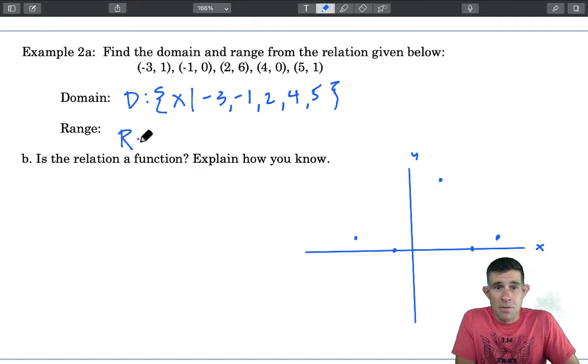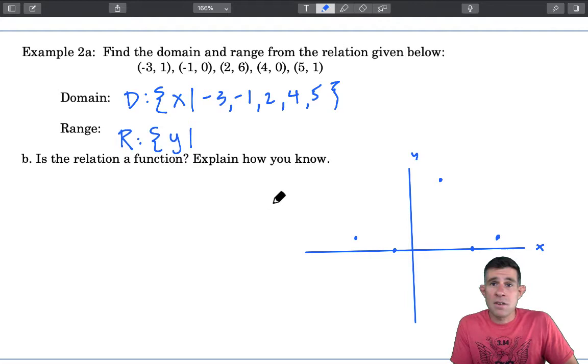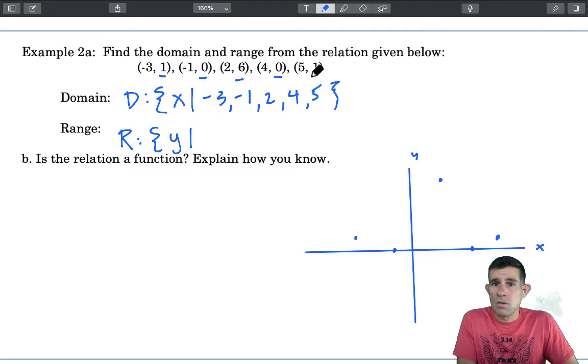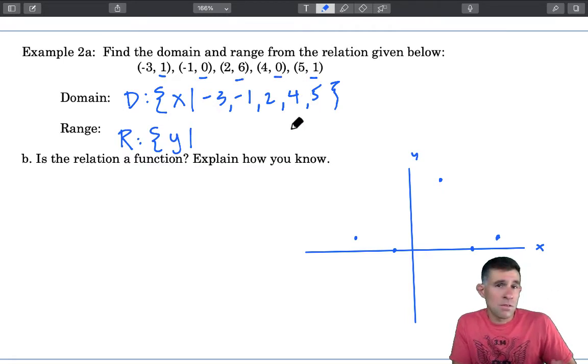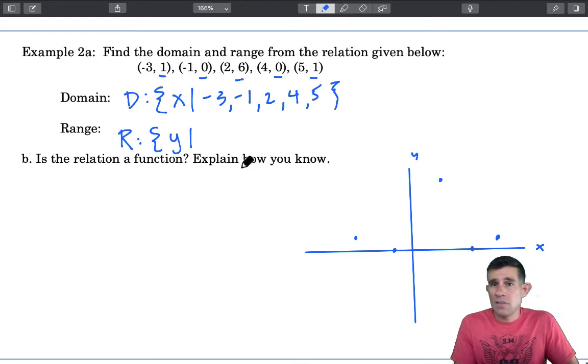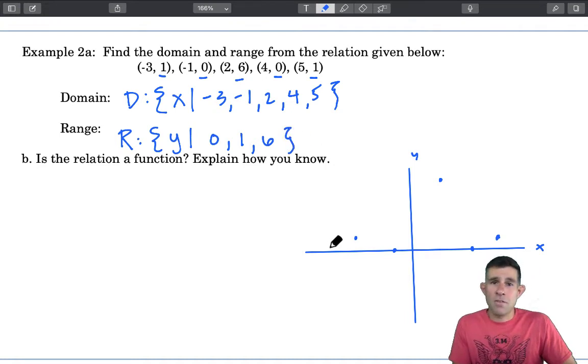All right, let's talk about our range. Okay, we'll start off with our R: open brace, Y vertical slash, and now let's list our range of values, or our y values. I have 1, 0, 6, 0, and 1. And what you'll notice is that there's a few repeated values. We actually don't need to list those values twice. We only need to list them once. So I'm going to list my 0, 1, 6, and that's it. And I will close that off. So those are my outputs, or my range of values.